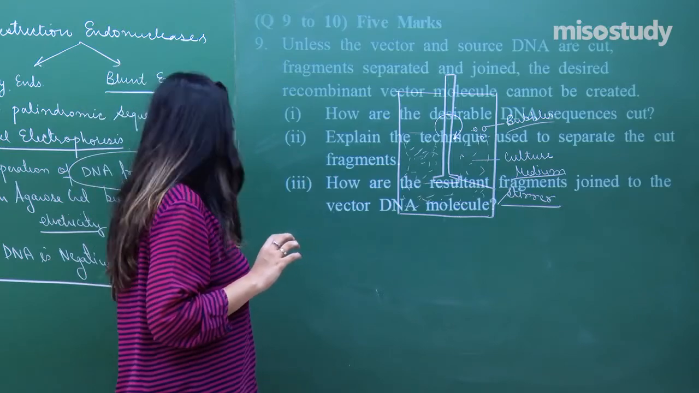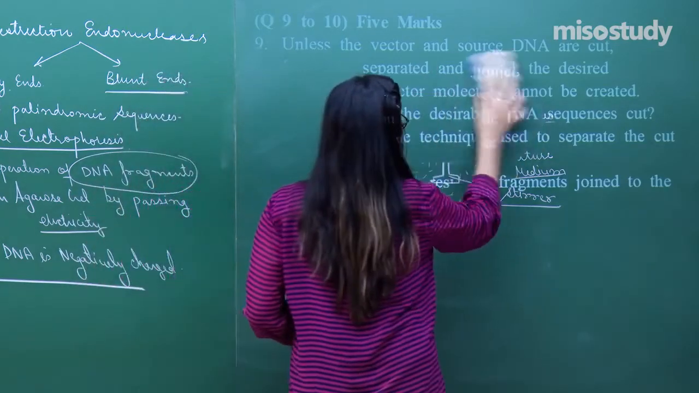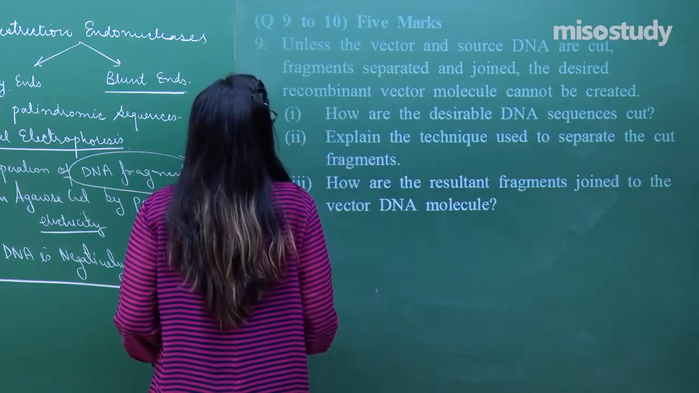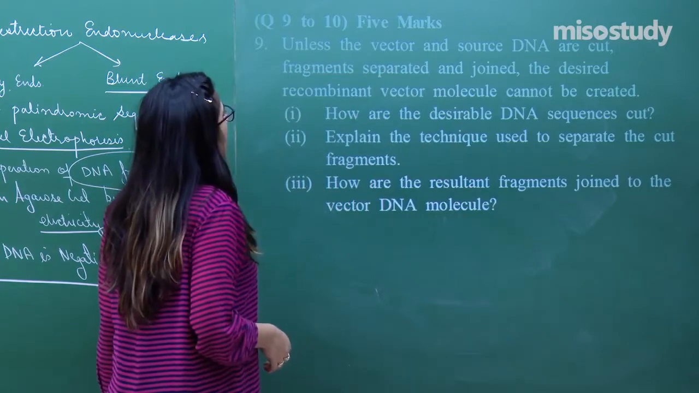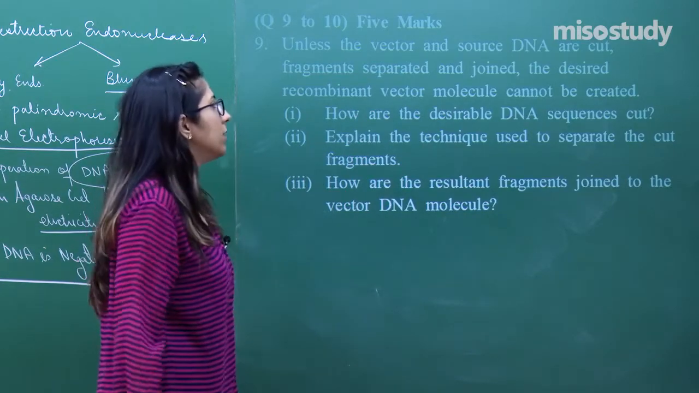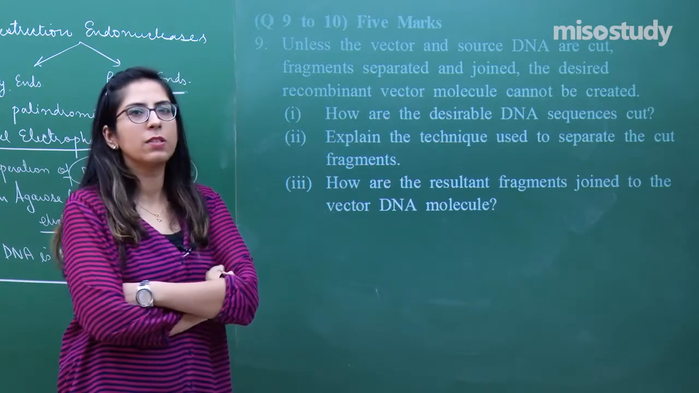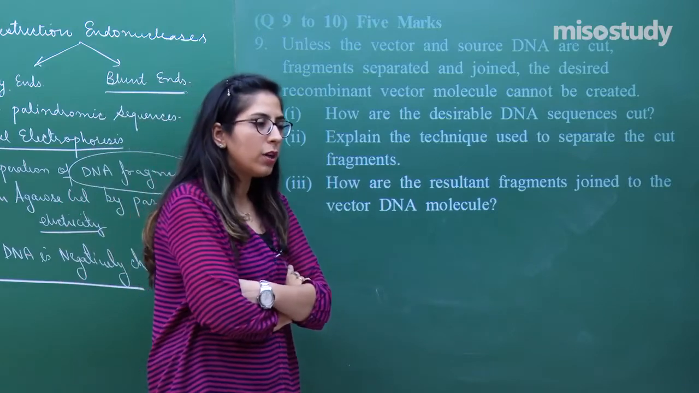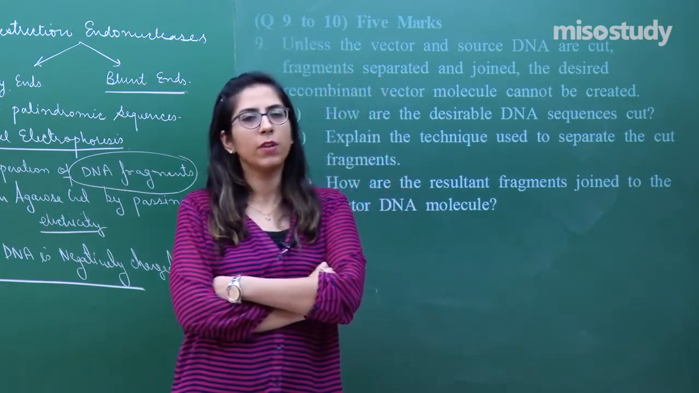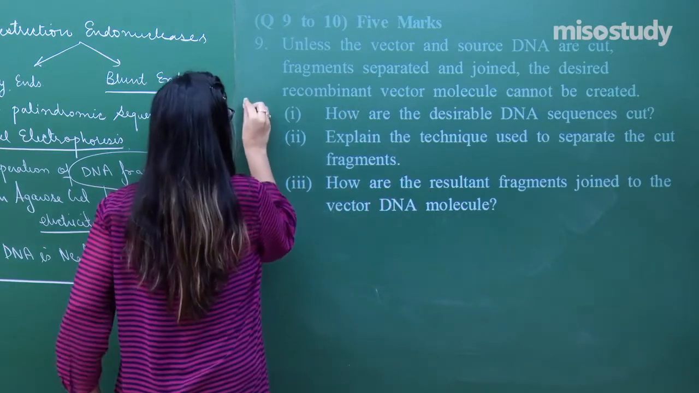Rest, let's head towards the next question. Question number 9. This is a 5-mark question. Unless the vector and the source DNA are cut, fragments separated and joined to form the desired recombinant vectors, that molecule cannot be created. How is the desirable DNA sequence cut? That means we want my DNA to be cut into various fragments, and we know the enzyme, and we have studied in this session also, that is restriction endonucleases.